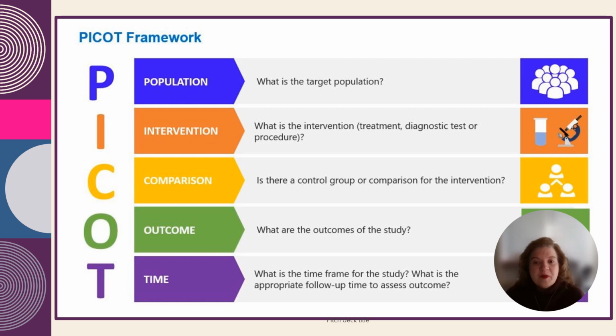And finally, the T, your time frame. How much time will you spend collecting data on your project implementation? Typically, your timeline should be around 8 weeks.